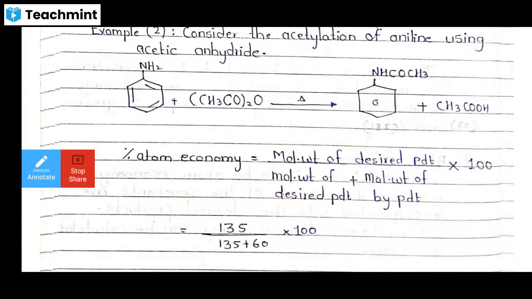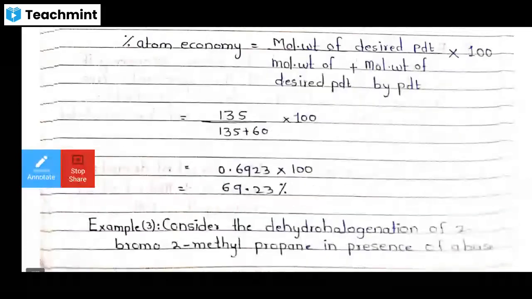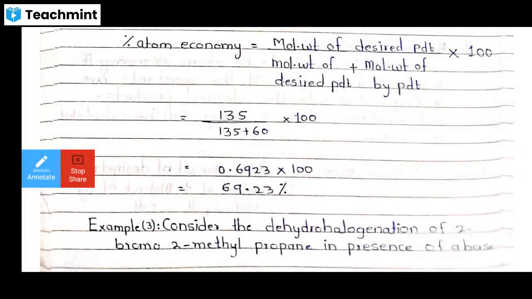it is 135, divided by molecular weight of the desired product, 135, plus molecular weight of the byproduct, it is 60. Multiply by 100, means total 135 divided by 135 plus 60, times 100. So we will get 69.23% atom economy. As we will get the byproduct, that byproduct reduces the percentage atom economy. Okay. Byproduct reduces the percentage atom economy of the reactions.